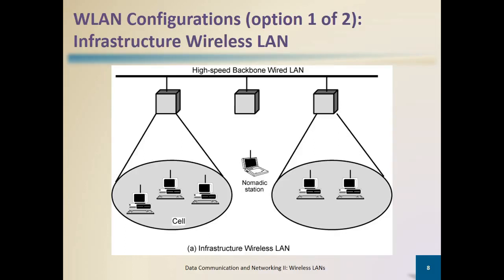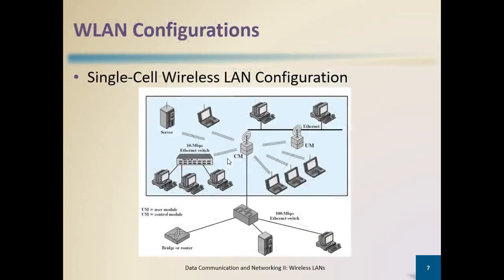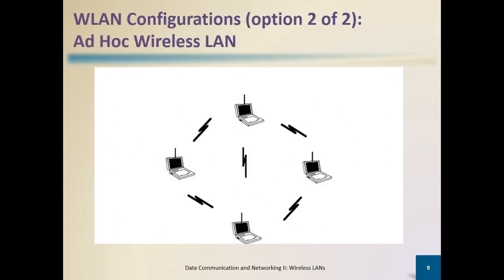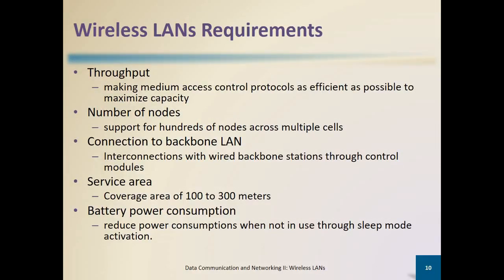Okay, so let's go through some of those. The first one will probably be throughput, which is making medium access control protocols as efficient as possible to maximize capacity. Generally, when we talk about throughput, we're looking at how well you can maximize the medium so you can get the highest capacity out of it, or the maximum capacity out of it.